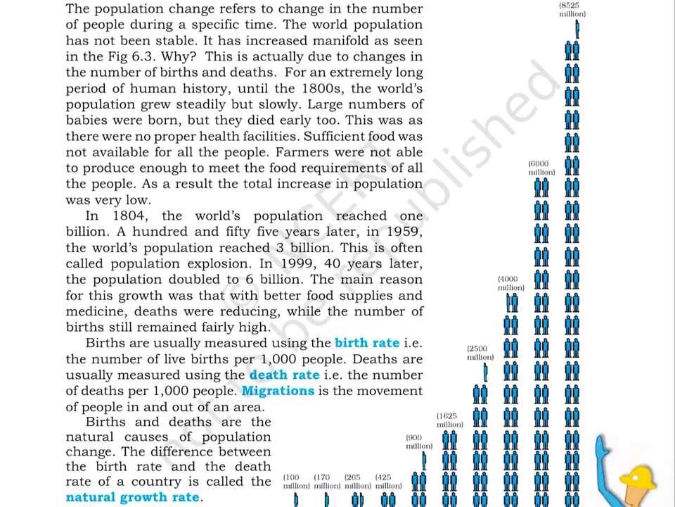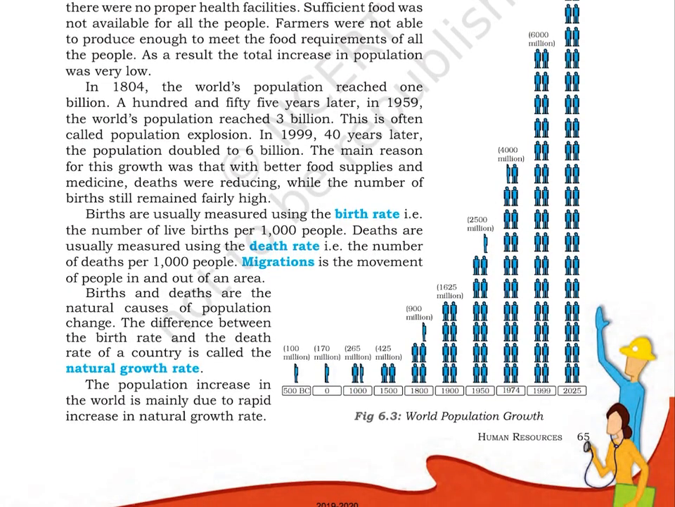In 1804, the world's population reached 1 billion. 155 years later, in 1959, the world's population reached 3 billion. This is often called population explosion. In 1999, 40 years later, the population doubled to 6 billion. The main reason for this growth was that with better food supplies and medicine, deaths were reducing, while the number of births still remained fairly high.